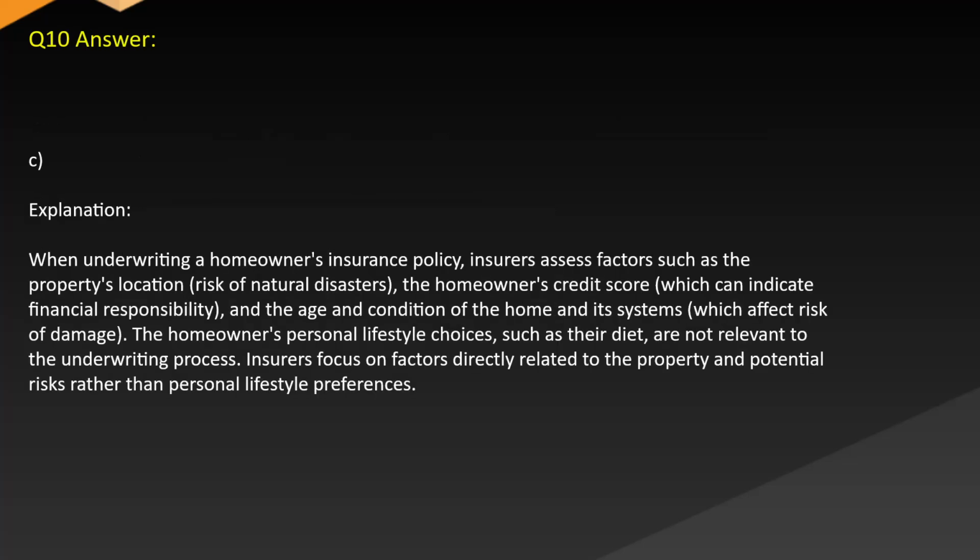Answer: See explanation. When underwriting a homeowner's insurance policy, insurers assess factors such as the property's location, risk of natural disasters, the homeowner's credit score, which can indicate financial responsibility, and the age and condition of the home and its systems, which affect risk of damage.